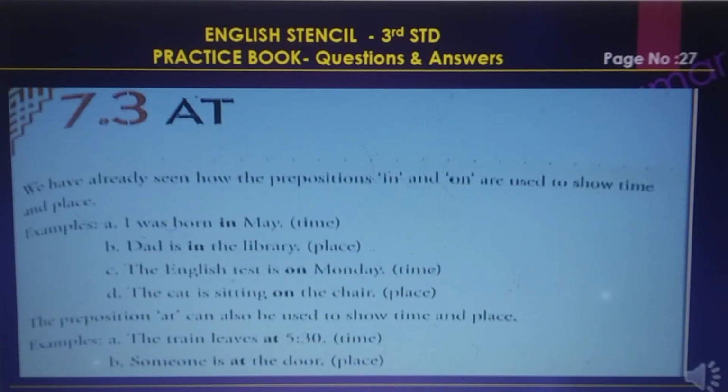7.3 At. We have already seen how the prepositions in and on are used to show time and place. Example: I was born in May. Time. Dad is in the library. Place. The English test is on Monday. Time. The cat is sitting on the chair. Place. The preposition at can also be used to show time and place. Examples: the train leaves at 5:30. Someone is at the door.